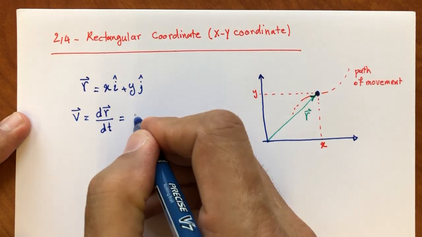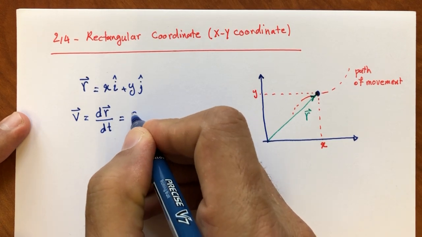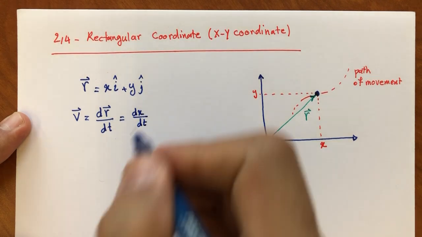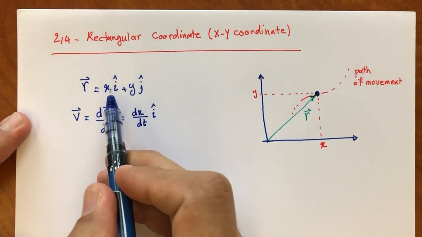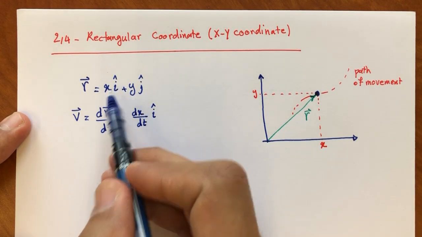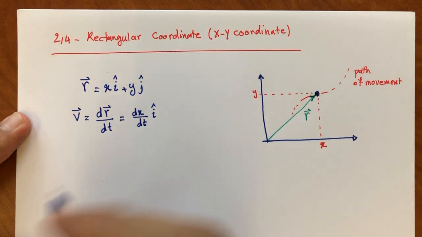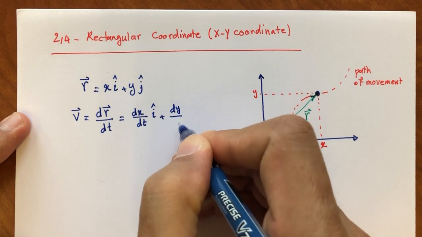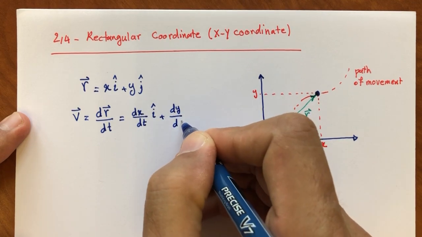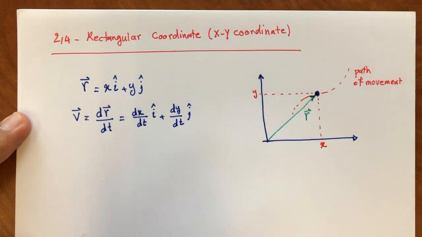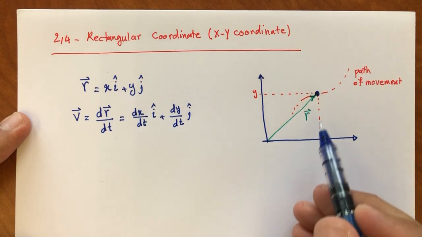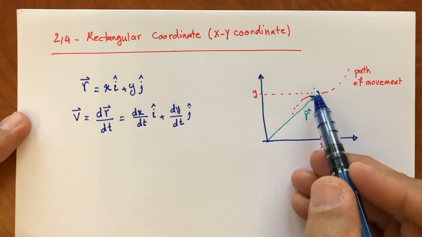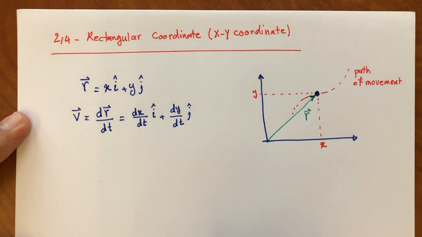Derivative of x is going to be dx dt times I hat. I hat is not going to change, right? So the derivative of it is equal to 0. And for the other terms, we are going to have dy dt in the j direction. Dx dt is going to be the velocity of the particle in the x direction. Dy dt is the velocity of the particle in the y direction.